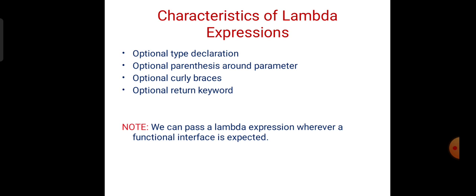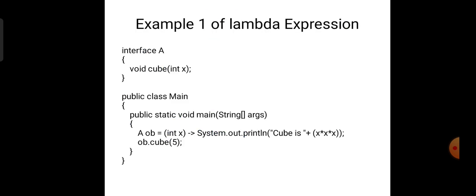We can pass a lambda expression wherever a functional interface is expected. So the interface must be instantiated in the lambda expression in our Java program. These are the characteristics. Then a simple example for the lambda expression: first you have to create the interface. The interface name is A, capital A.